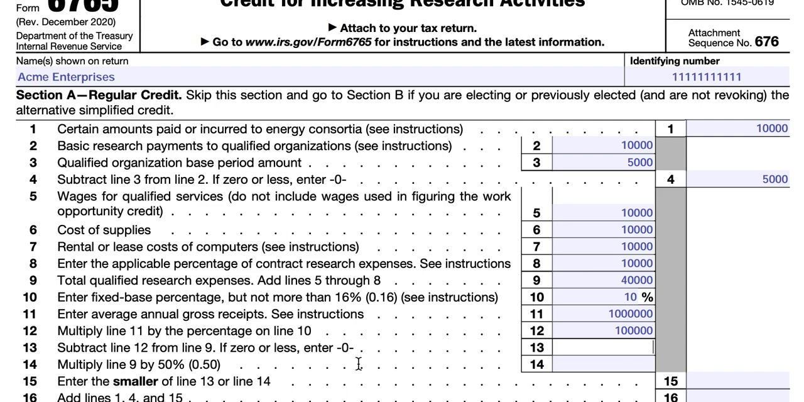But for the purpose of completing this form, let's just go back and pretend that line 9 is actually $400,000. And then we're subtracting $100,000 from it, and that gives us $300,000. Now multiply the line 9 number by 50%, and we get $200,000. That's the number that goes into line 14.